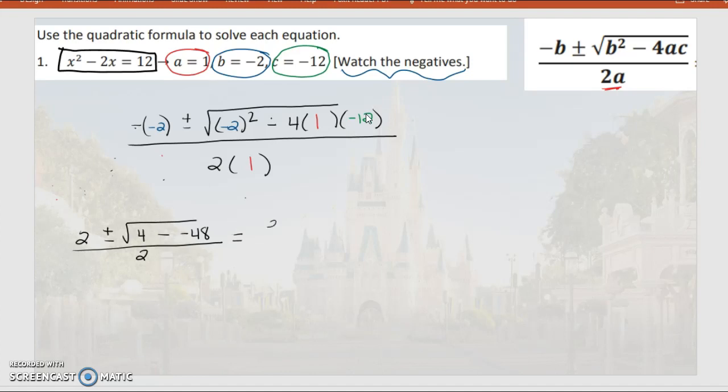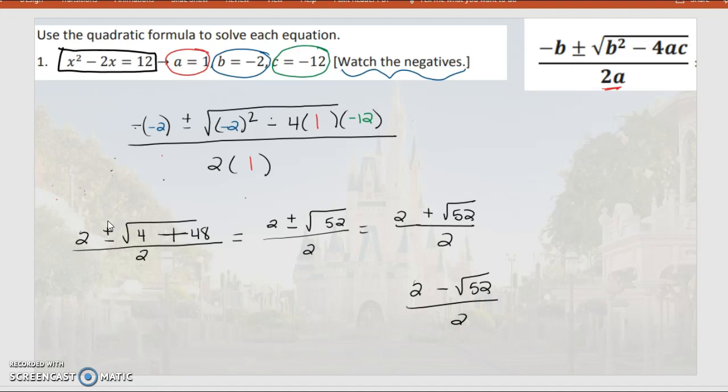We're just going to keep simplifying. 2 plus or minus the square root of 4 minus negative 48, which, 2 minus signs make a plus sign. 4 plus 48 is 52, all over 2. So then we have 2 plus the square root of 52 over 2. Remember, because I'm going to do that plus-minus thing, and then we have 2 minus the square root of 52 over 2.